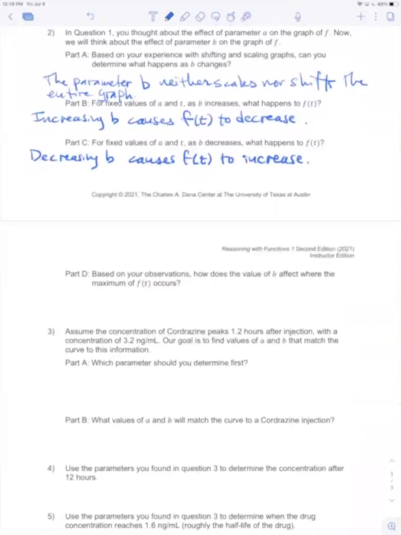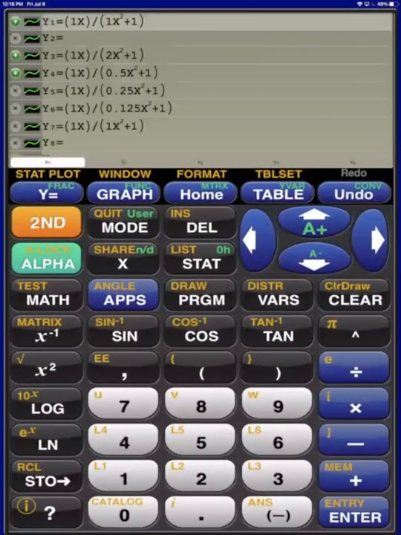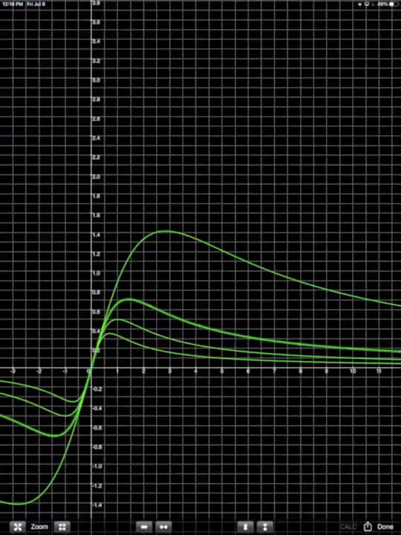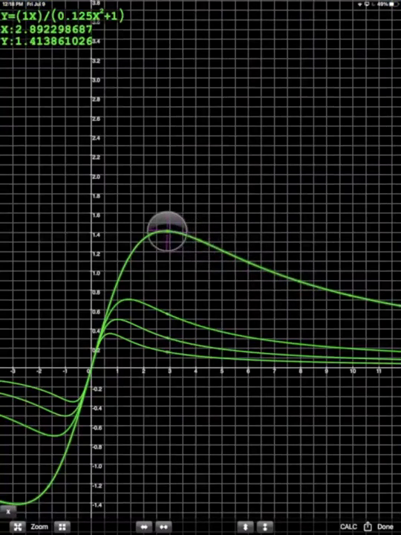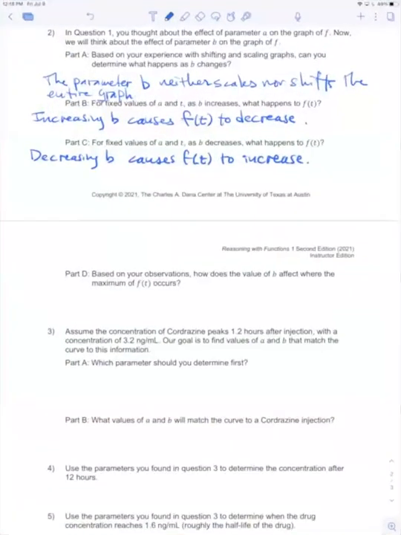So for part D, it says, based on your observations, how does the value of B affect where the maximum of f occurs? Well, let's try this once more at least. And I'll go back to the y equals screen. And I'm going to turn on, let's do this. Well, let's go up to y6. And we'll turn this on. And we should see the peak move up and also to the right if we are going to stay with this pattern. And you can see that's exactly what happened. The peak moved up vertically and it also moved to the right. So let's go back and put some of this on our part D part of the paper.